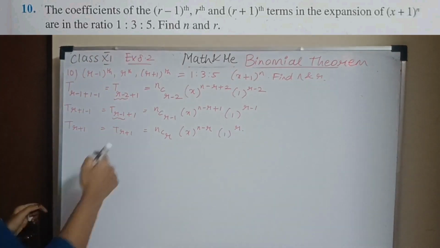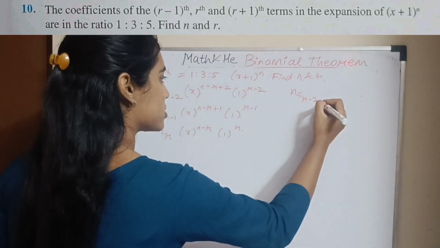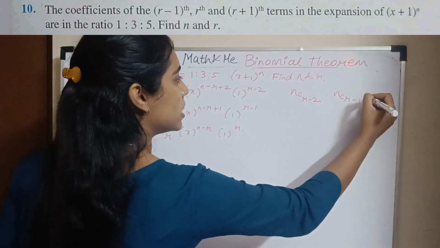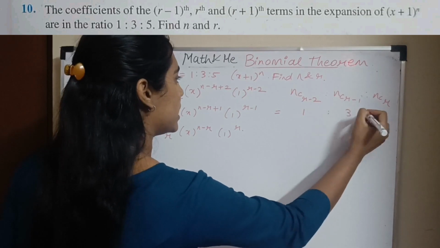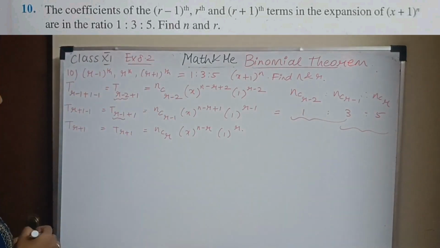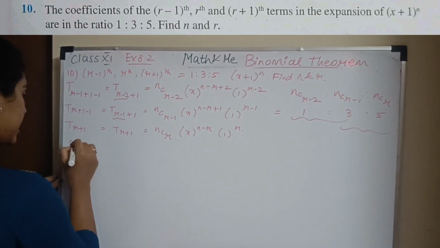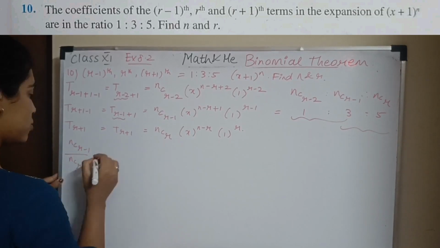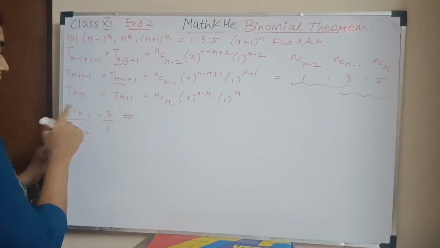Okay. Now they say that the coefficients are in ratio. So nCr minus 2 is to nCr minus 1 is to nCr is nothing but 1:3:5. Now I'm going to club these two and these two and find the ratio. So nCr minus 1 divided by nCr minus 2 equals 3 divided by 1.